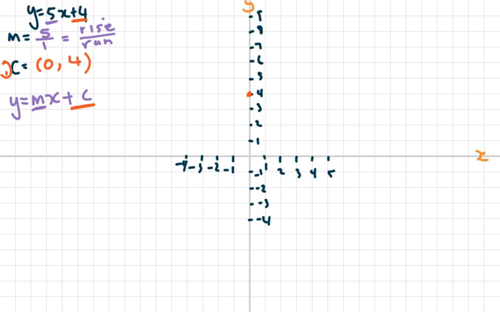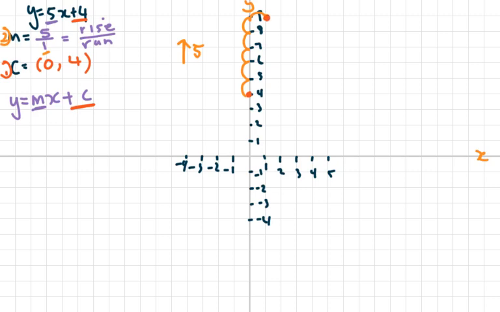So I've done that there. There's my first point. The next thing I'm going to do now is put in place the gradient. And this is where it's important that we write it in rise over run. So the top number, which is 5, means to rise by 5 points. So 1, 2, 3, 4, 5. So I have gone up by 5. The bottom number tells me I've got to run across 1. So I go 1, and here is my second point.